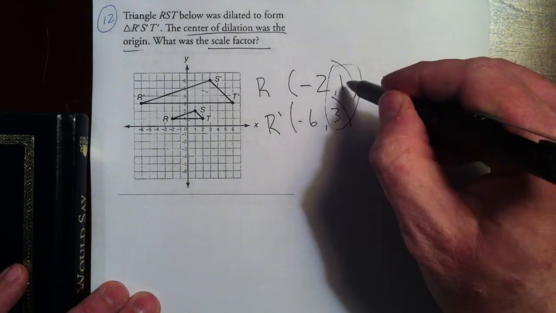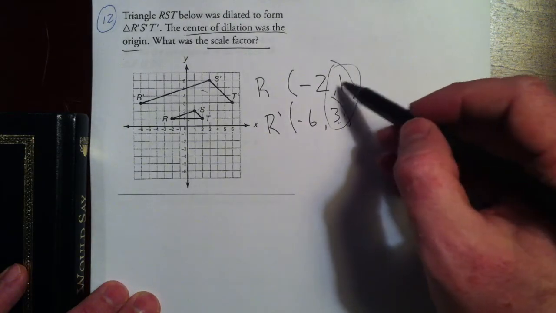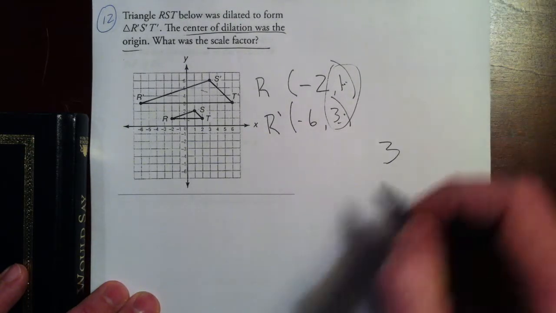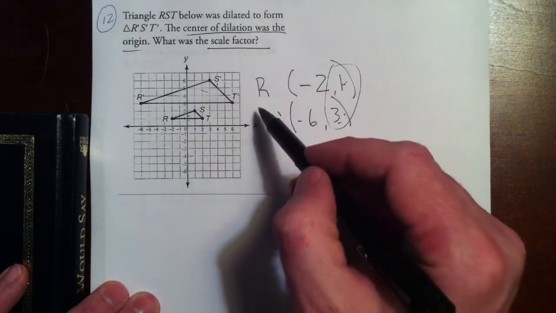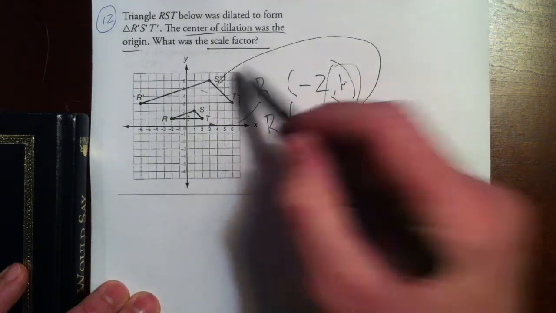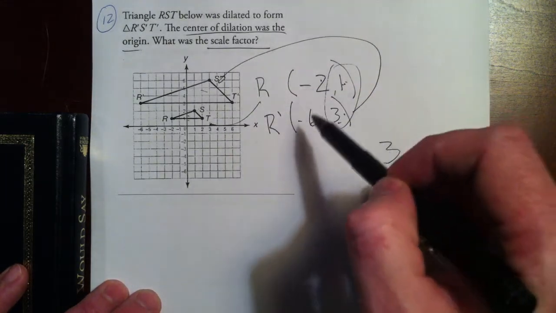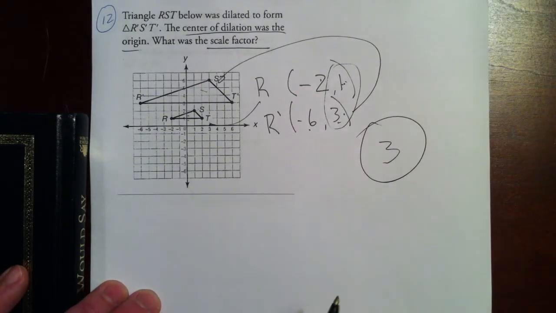Okay? How did I get from 1 to 3? What do I multiply 1 by to get to what's obviously 3? And you can take a look at here too. Remember, we're going from the original to the new here. How did I get from -2 to -6? Well, again, I multiplied by 3, so my scale factor is 3.